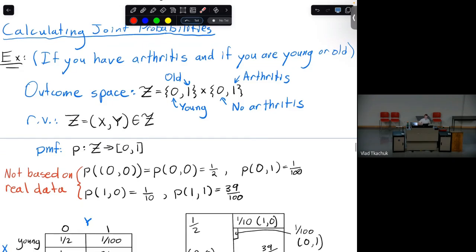Okay, so how would that look? Imagine we have this random variable, which is now just two indices, x and y. So okay, we have this arthritis example. The first random variable is going to just describe if someone's old or young. It just has a binary value, 0 or 1. So 0 means young, 1 means old.